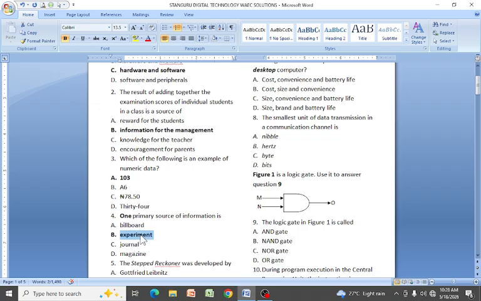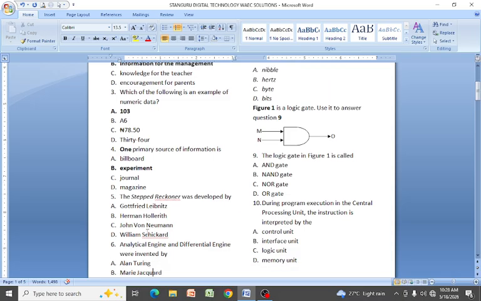A billboard is just for advertising, not data collection. A journal contains already published research, which is a secondary source. A magazine also contains secondary information. So journal, billboard, and magazine are secondary sources, not primary sources. So the answer is B, experiment.